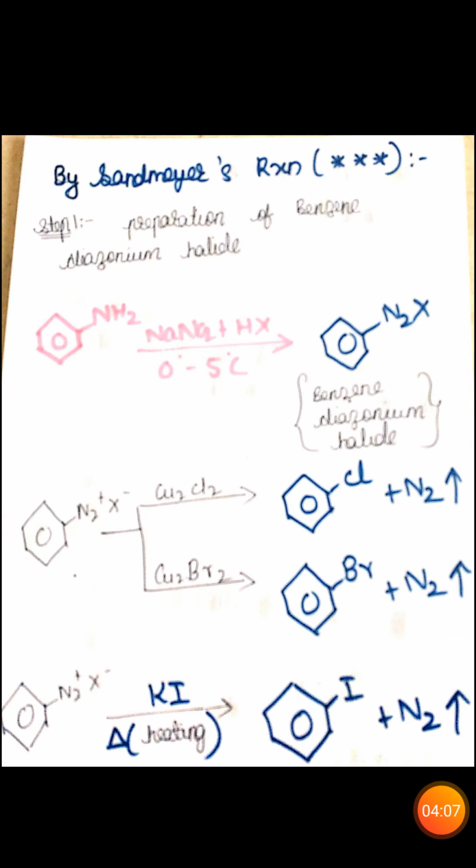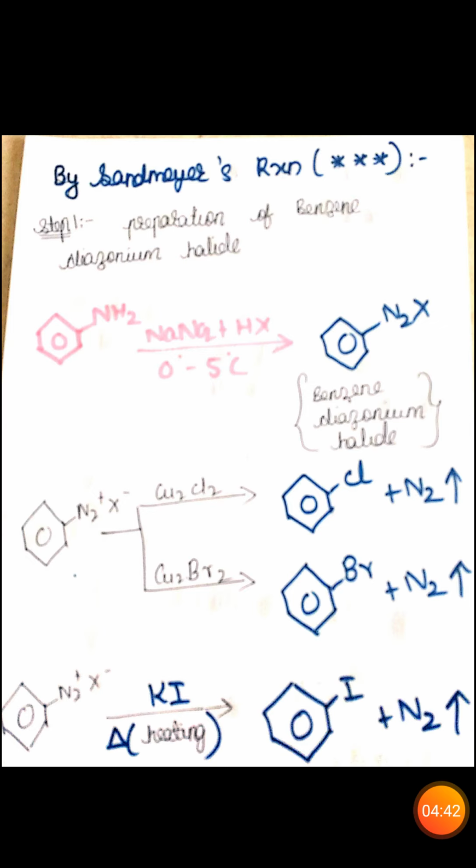You can see the last reaction on this page. The same benzene diazonium halide with potassium iodide, KI, on heating will give me iodobenzene plus N2 gas. But guys, this last reaction is not a part of Sandmeyer's reaction. Here many people get confused and think that this is also a part of Sandmeyer's reaction. No, your Sandmeyer's reagents are Cu2Cl2 and Cu2Br2, which you can see in the small flow chart which I have made. KI, potassium iodide, is not a Sandmeyer reagent. So this is not a Sandmeyer's reaction.